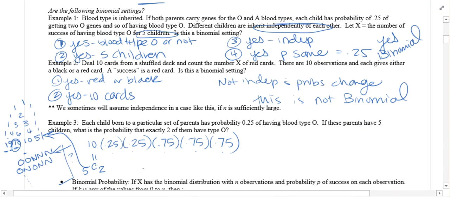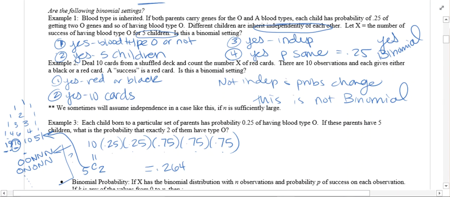Okay, so when we calculate that, go ahead and grab your calculator if you don't have it. You definitely need it for today. Go ahead and multiply that out. You should get 0.264.